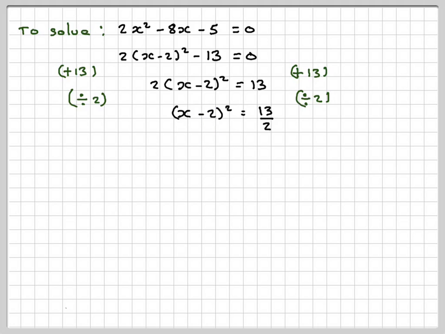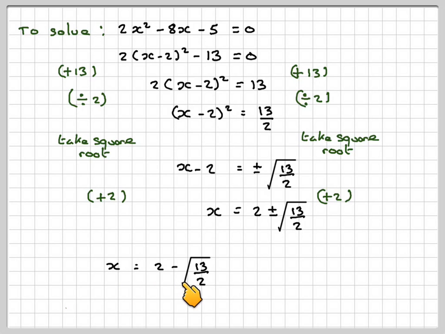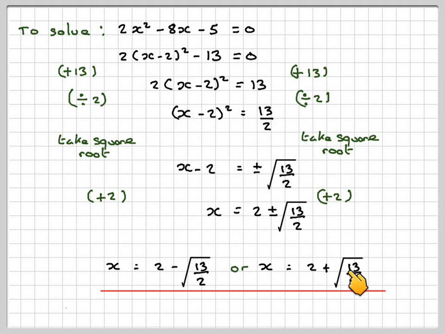Right, what is the opposite of squaring? It is to take the square root. So take the square root of both sides. Taking the square root of this side, we're going to have x − 2, and then we need to take plus or minus the square root of this side. So it's going to be plus or minus the square root of 13/2. The final step will be to add 2 to both sides, the opposite of subtracting 2. And we get x = 2 ± √(13/2). So the exact solutions are going to be x = 2 − √(13/2), or x = 2 + √(13/2).